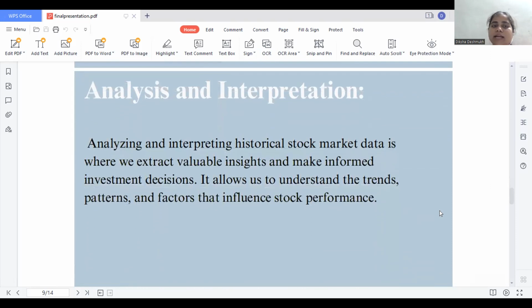In the next slide, I have analysis and interpretation. After the whole stock market analysis, analysis and interpretation should be done. Analysis and interpretation of historical stock market data is where we extract valuable insights and make informed investment decisions. It allows us to understand the trends, patterns, and factors that influence stock performance. Whatever trends and patterns there are, analysis and interpretation should be done to make good decisions and keep our business in profit, based on our historical data.